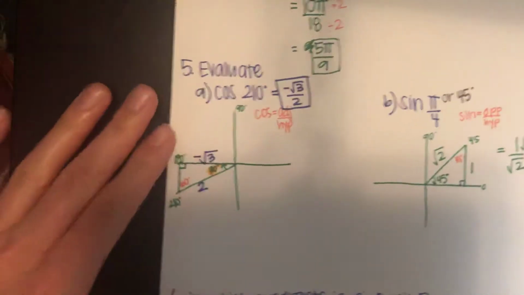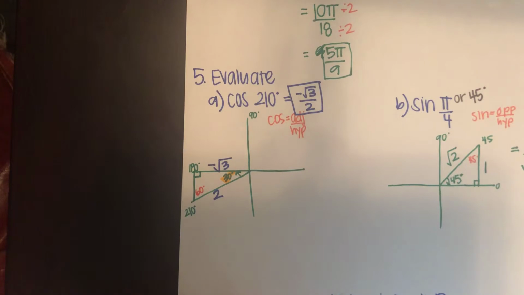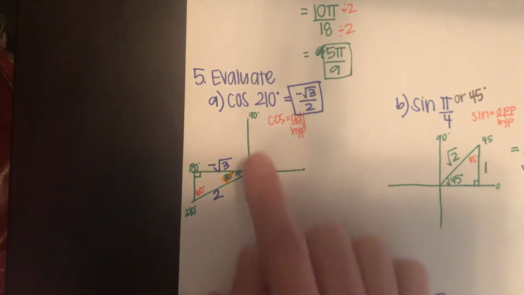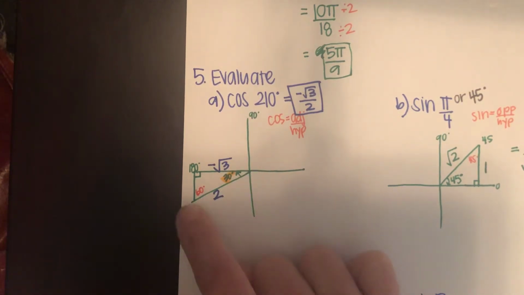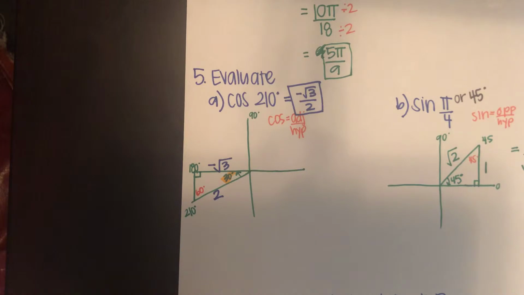Number 5, I'm going to evaluate cosine of 210. I'm going to follow my steps. The first step is to find the reference angle. I graphed 210 degrees, plotted here, and found the reference angle, which we find by subtracting 180, and I got a reference angle of 30 degrees. So that's my first step.